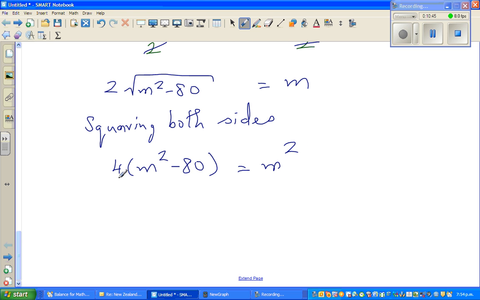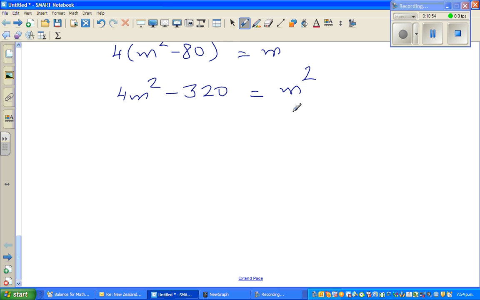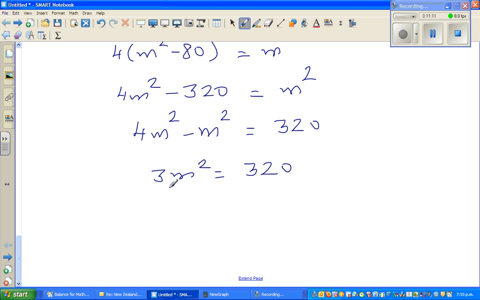So the next step is distributing the 4. This is 4M squared minus 320 is equal to M squared. Now you can bring this to this side, collecting the M squared together. So this is 4M squared minus M squared, and this you can take to the other side, which is 320. So 3M squared is 320. Now if you divide both sides by 3, you get M squared is 320 over 3.